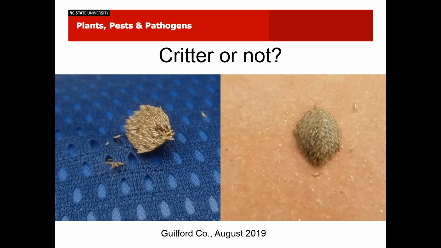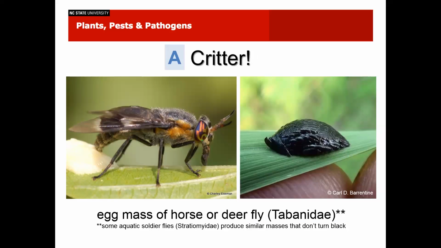And so, again, very close aquatic situation, the larvae will hatch and drop off into that situation. Now, I will say this is possibly the eggs of aquatic soldier flies in the Stratiomyidae. They're somewhat close but distant relatives of horse flies, related to black soldier fly, but the aquatic groups will lay eggs in masses similarly, usually yellow or orange, and don't turn black. The ones made by horse and deer flies in the family Tabanidae turn this jet black.